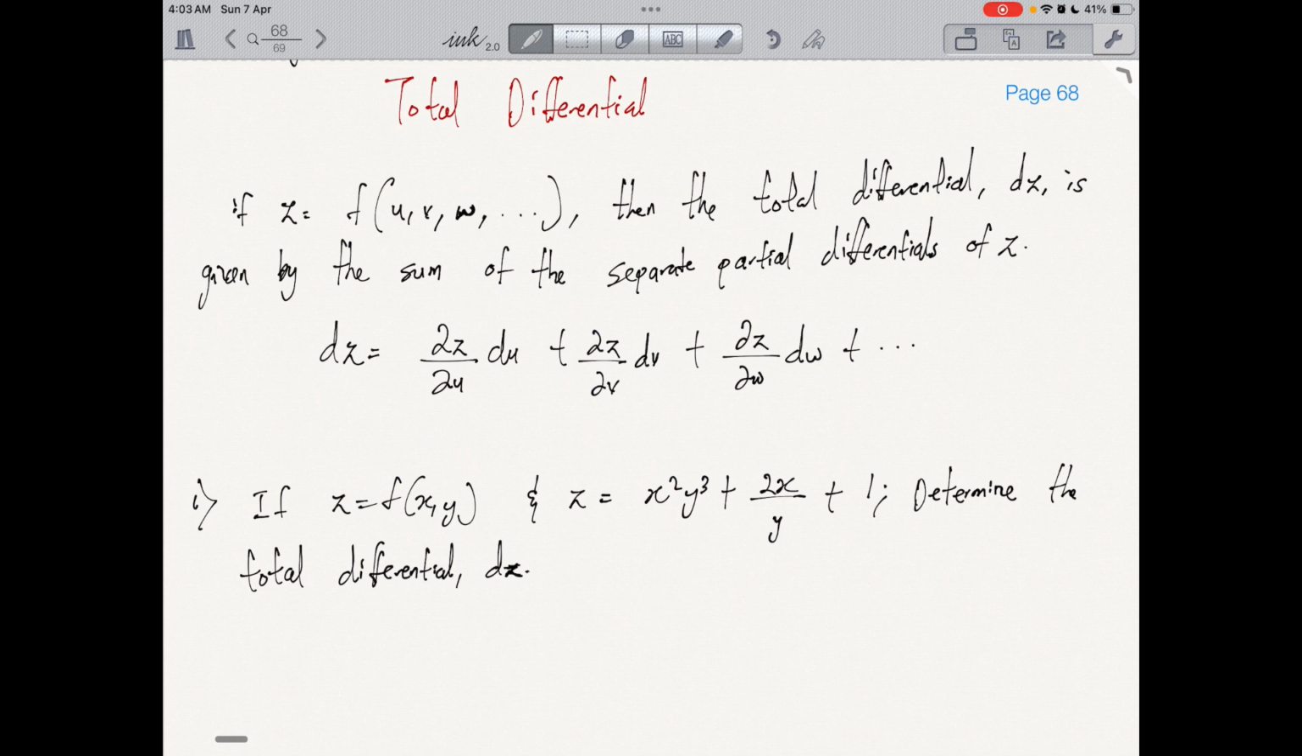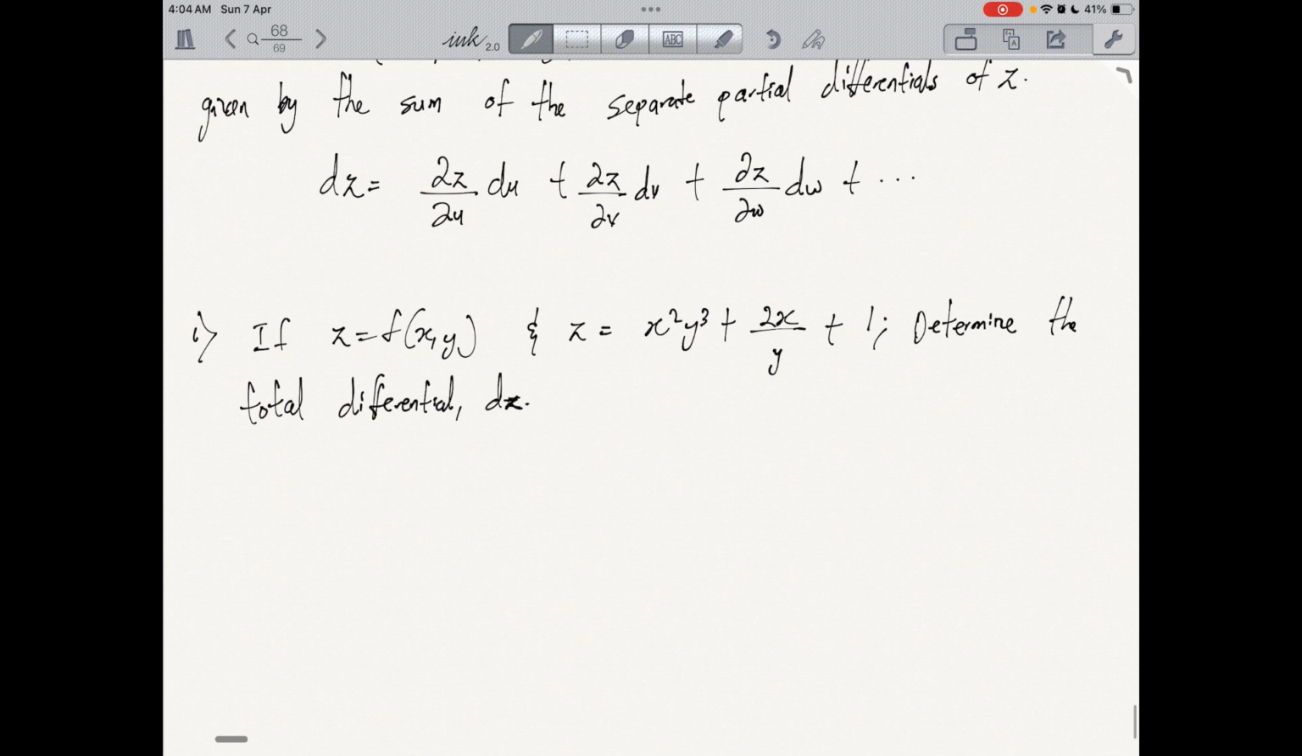Now let's take a look at this example. It says if z is a function of two variables x and y, and z is given by the equation x squared y cubed plus 2x divided by y plus y plus 1, determine the total differential. Now if z is given by two variables, then the total differential formula, that is dz, will be equal to dz over dx multiplied by dx plus dz over dy multiplied by dy.